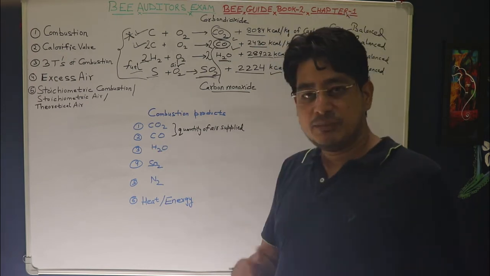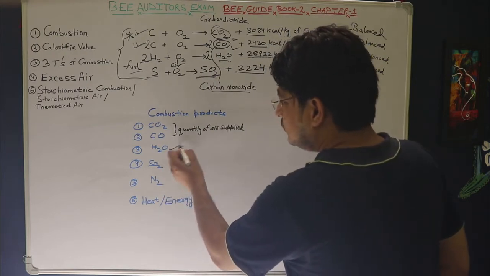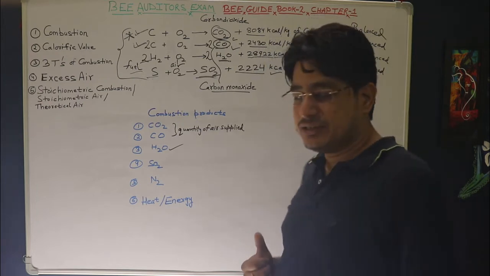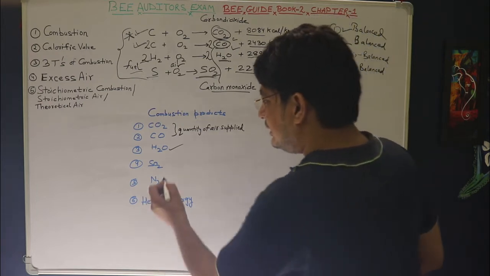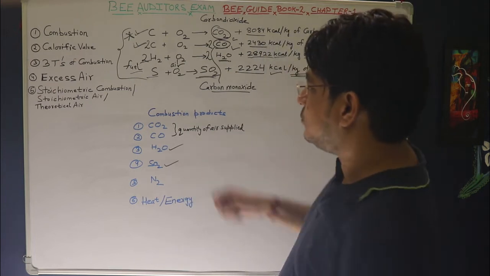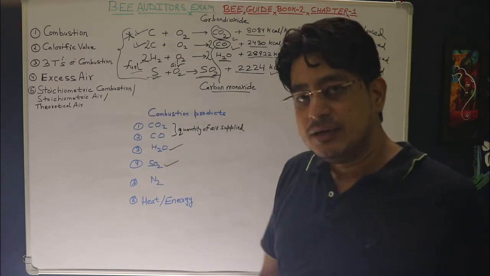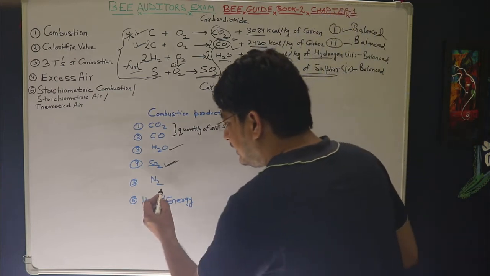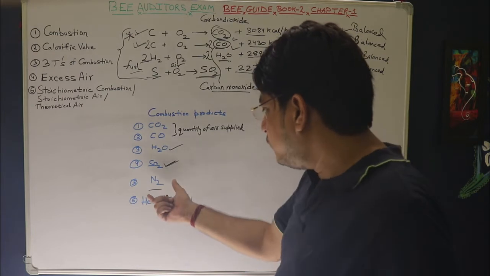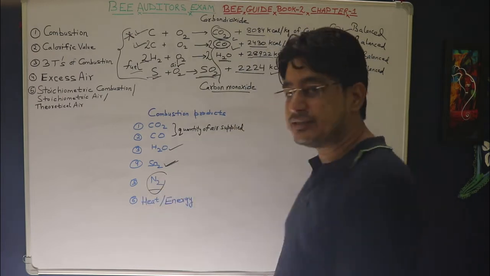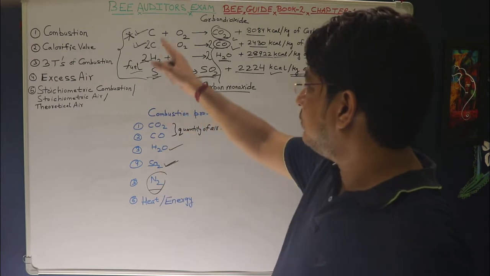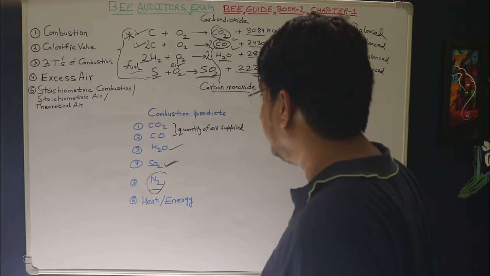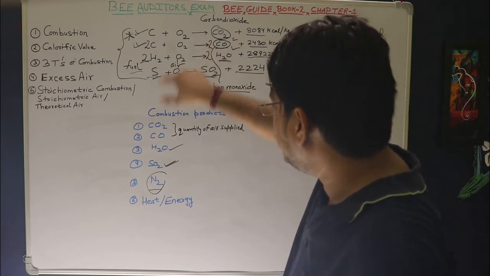The next combustion product you will get is water, H2O, due to the presence of hydrogen in the fuel. The next combustion product is sulfur dioxide due to the presence of sulfur in the fuel. The next combustion product you will get is nitrogen. Now you may wonder where this nitrogen is coming from, because neither is nitrogen present in the fuel nor have you supplied it from anywhere, as you can see from the combustion equations.